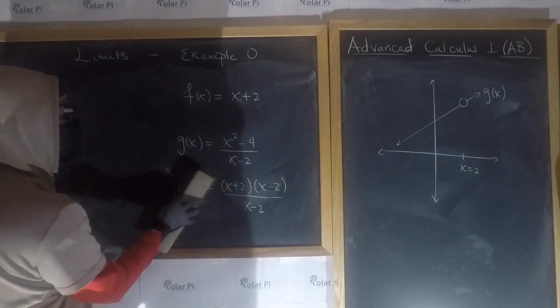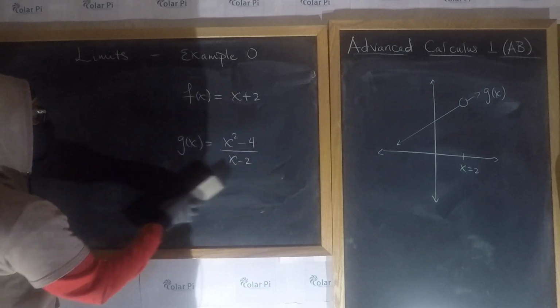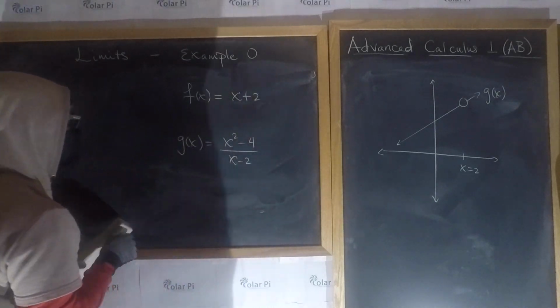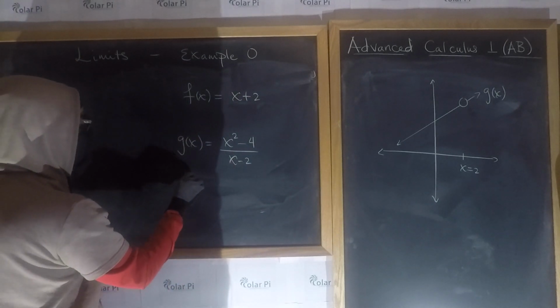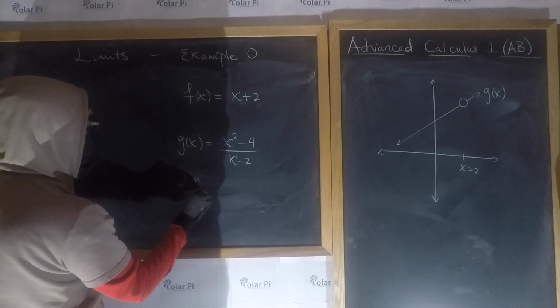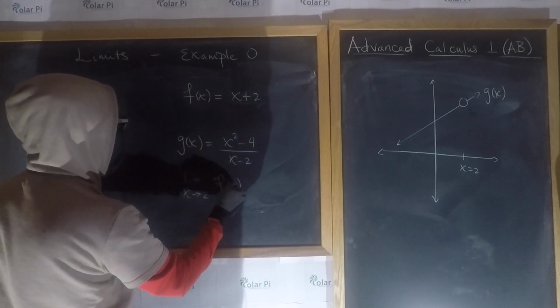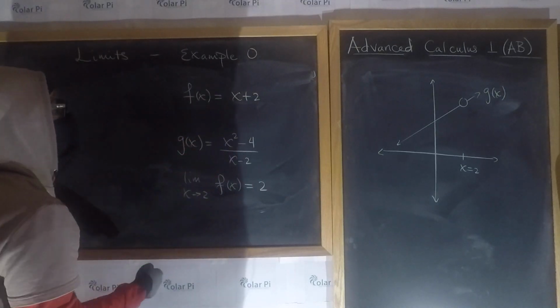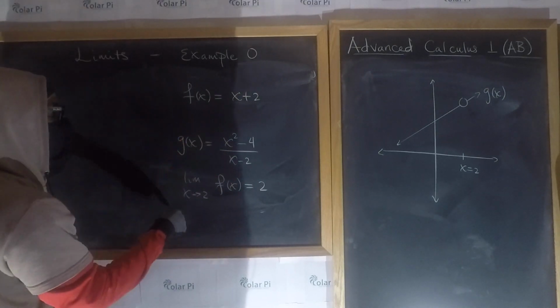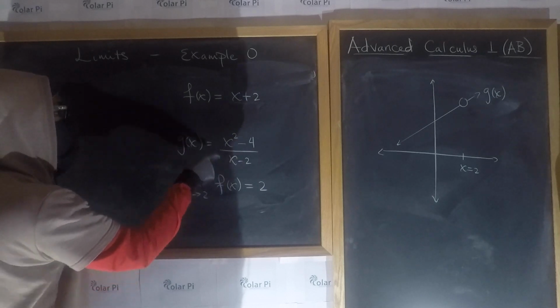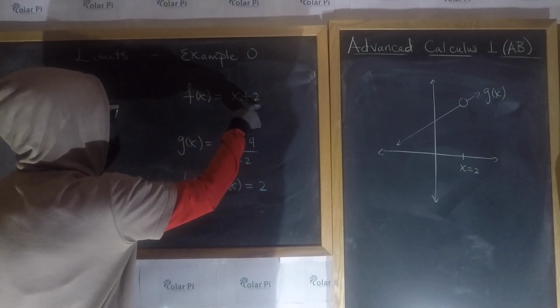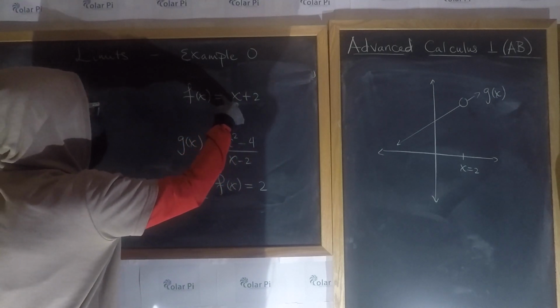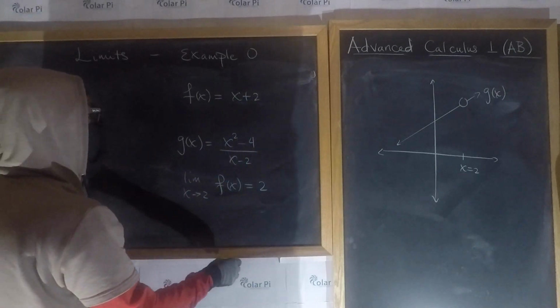The limit as x goes to 2 of f of x is equal to 2. And I could just plug it in. The limit as x goes to 2 of f means the limit as x goes to 2 of x plus 2. And I plug in 2 and I get 2 plus 2, which is 4.